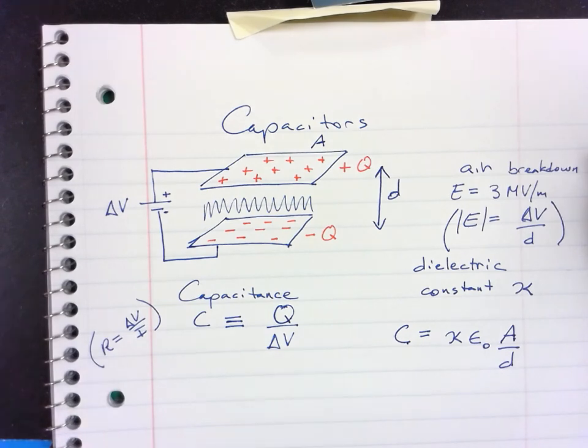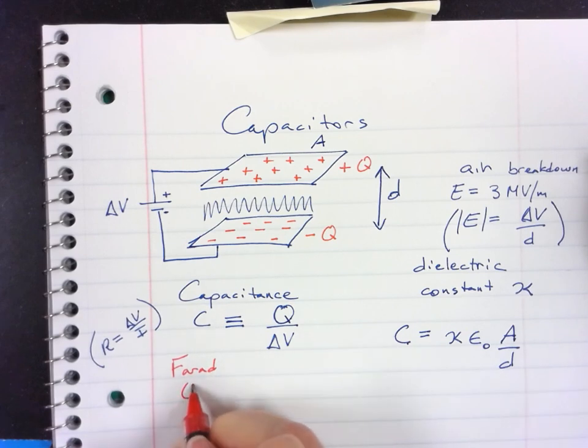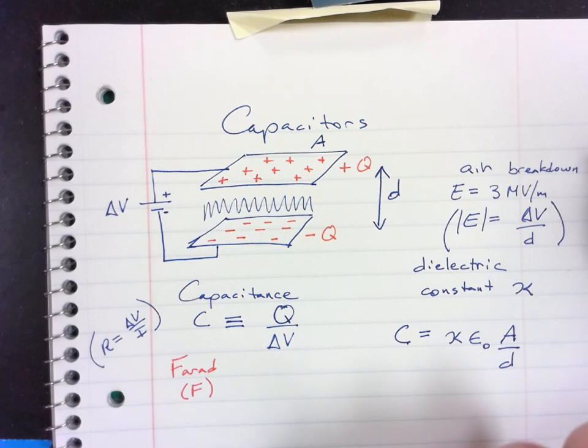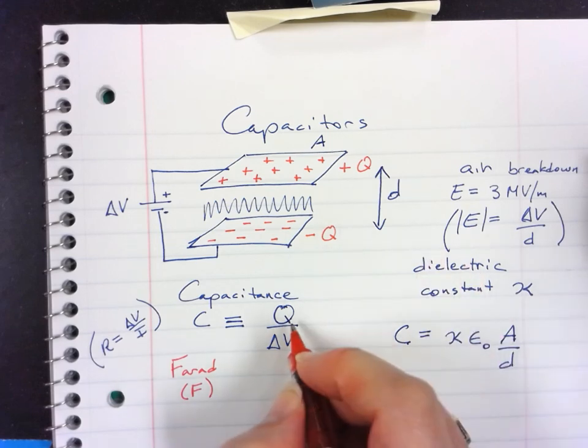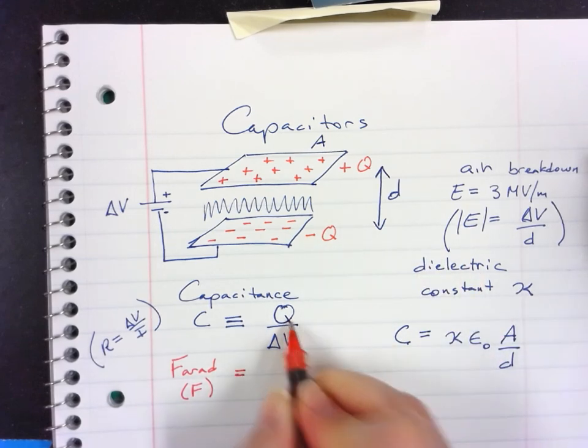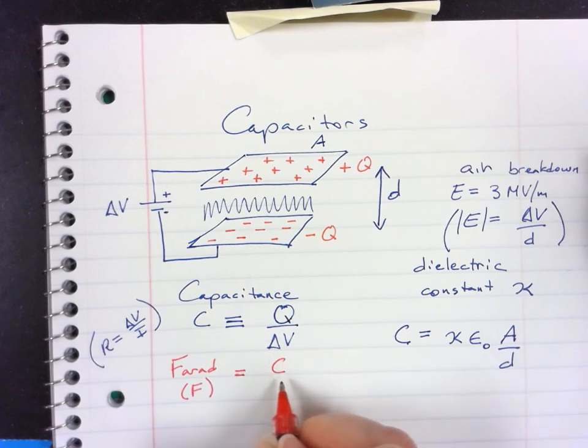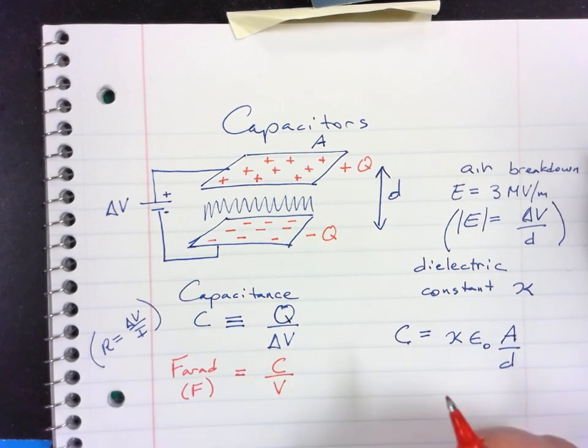Now, the unit for capacitance is the farad, abbreviated capital F. It's named after Faraday, who did a whole bunch of stuff in electricity and magnetism. So a farad is equal to the unit of charge, a coulomb, and the unit of potential, the volt.